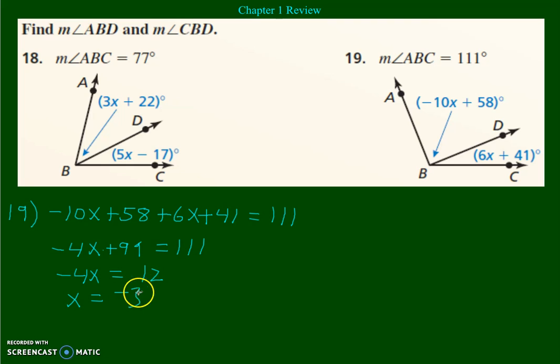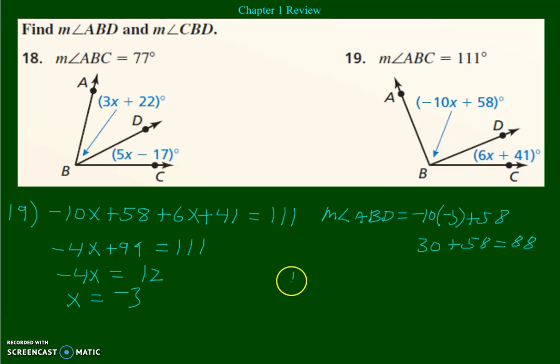Now, let's go ahead and substitute that in for this expression. So, the measure of angle ABD equals negative 10 times negative 3 plus 58. So negative 10 times negative 3 is 30 plus 58, which is 88.